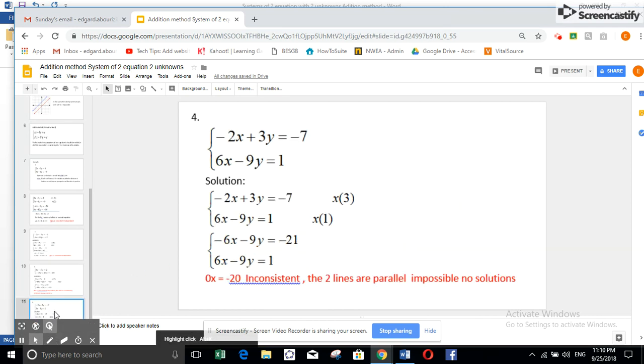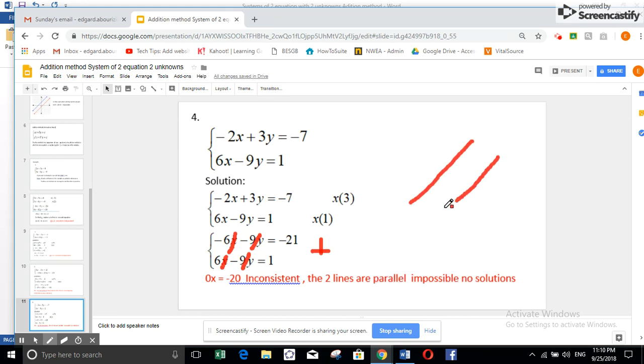And to finish, let us take the third example. Here you have 6, here you have minus 2, already opposite signs. So I multiply the bottom by 3 because the least common multiple is 6. You're going to get minus 6x plus 9y equal minus 21. Now if you do the addition method, this and this cancel out, that and that cancel out, and remains 0x or 0y equal minus 20. 0 equal to a number which is not 0 is impossible. So we say it's an inconsistent system. The two lines are parallel, no points of intersection, so no solutions.